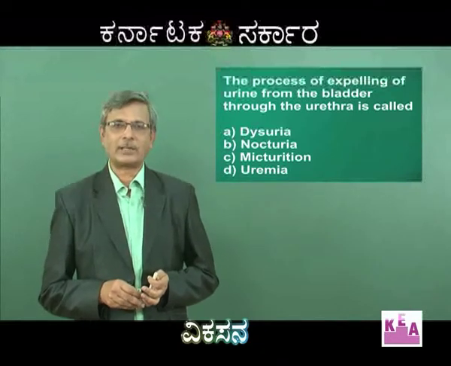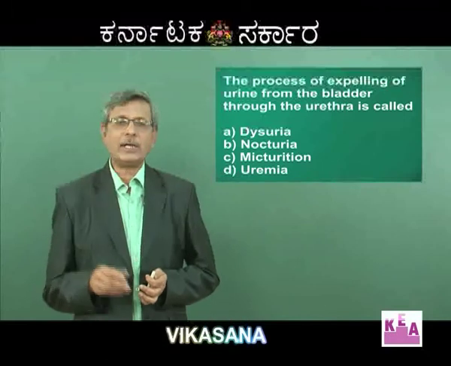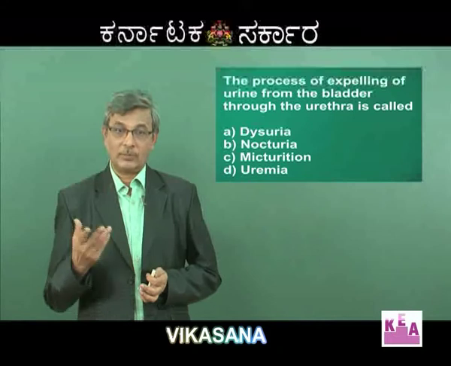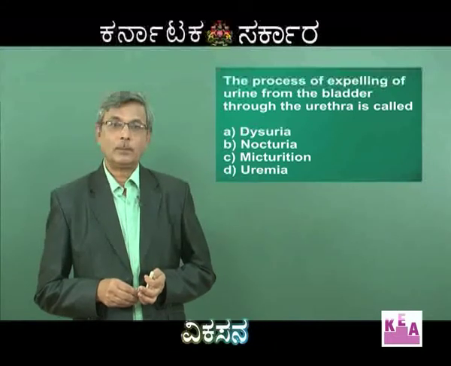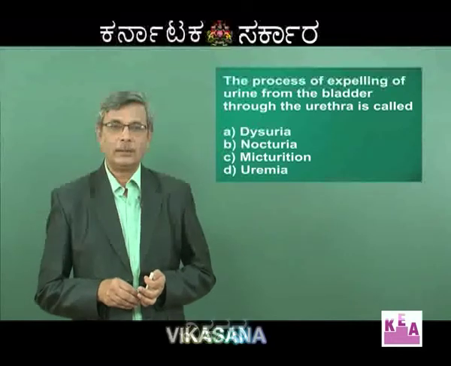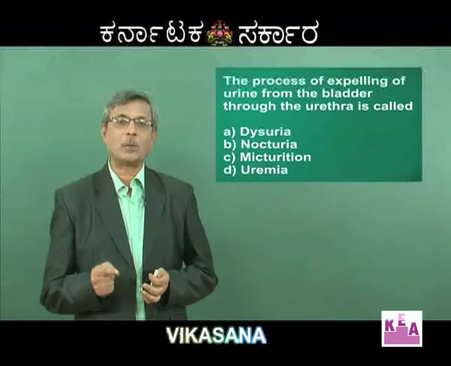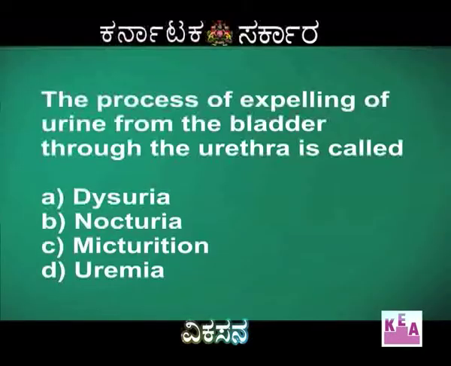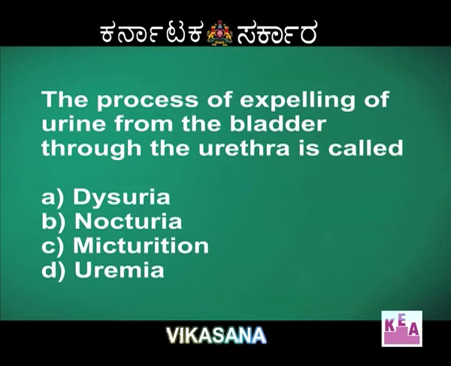Nocturia, a very interesting term. In case of diabetics, during night time they wake up 3 or 4 times, even more times, for passing urine. We call this voiding of urine during night time more than the normal number of times nocturia. Option 3, micturition. Micturition relates to voiding of urine. The question is the process of expelling of urine from the bladder through the urethra. So option 3 is the answer.